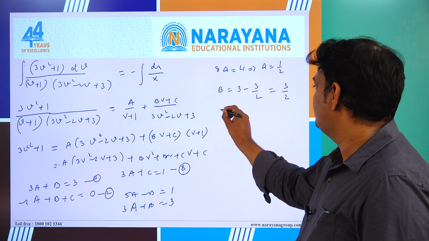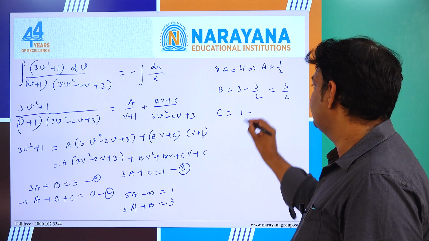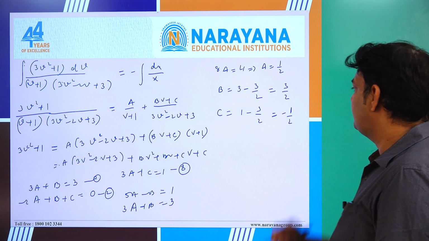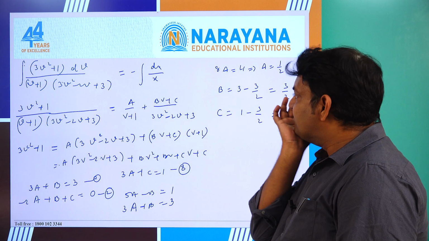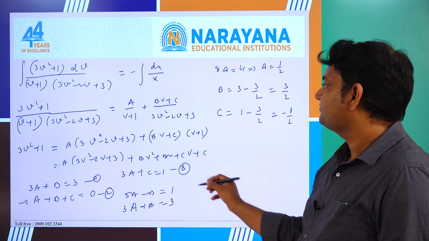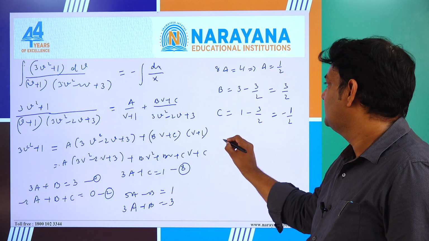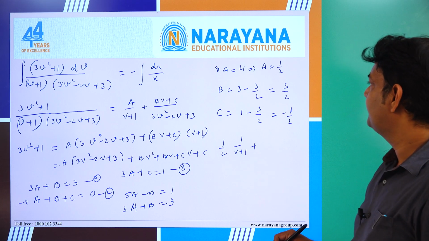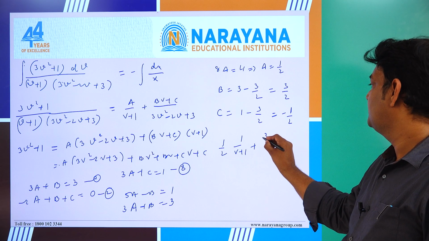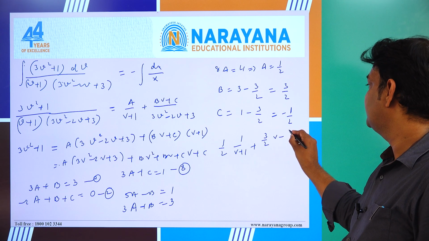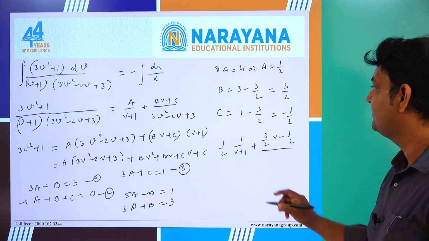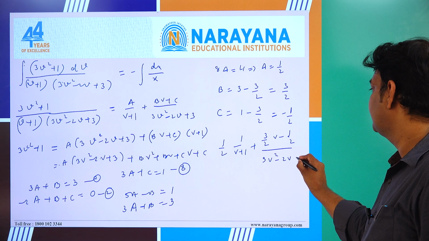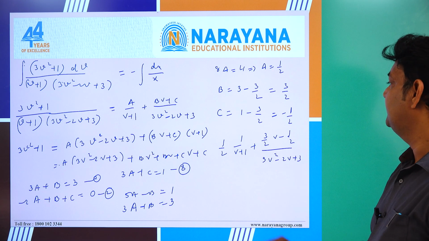Substitute a here. C is how much? 1 minus 3a, 3 by 2, 2 minus 3. That is what? Minus 1 by 2. Substitute ABC values here. What will you get? So this is a, 1 by 2 by v plus 1, plus (3 by 2 v minus 1 by 2) by (3v square minus 2v plus 3).